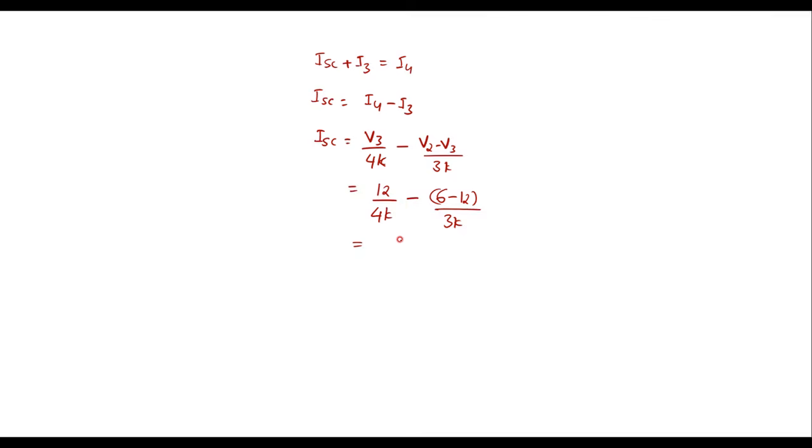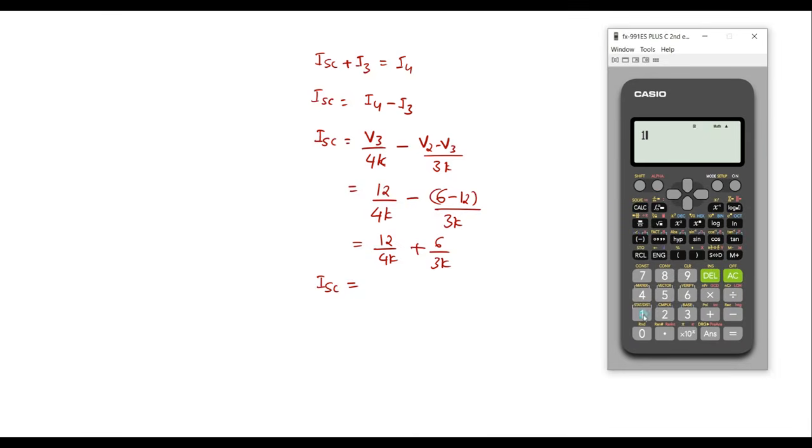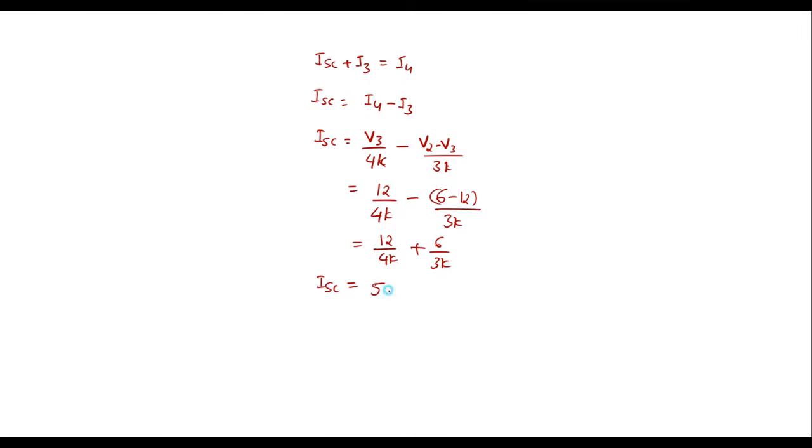Let me simplify this. So this will become 12 by 4K plus 6 by 3K. Therefore ISC is equal to, so here 12 by 4K means 12 divided by 4000, plus 6 divided by 3000. So it gives 1 over 200, that is nothing but 5 milliamps. So ISC will be equal to 5 into 10 power minus 3 amps. So we found ISC.